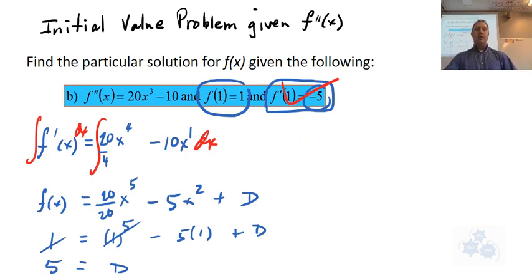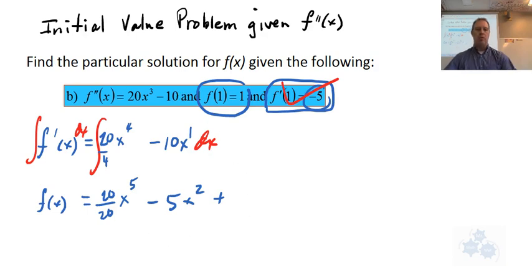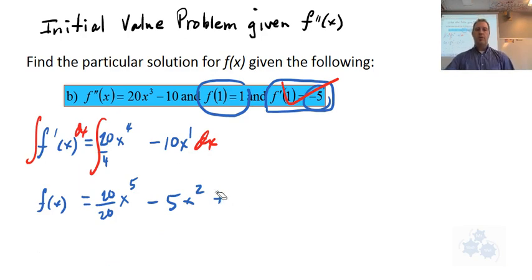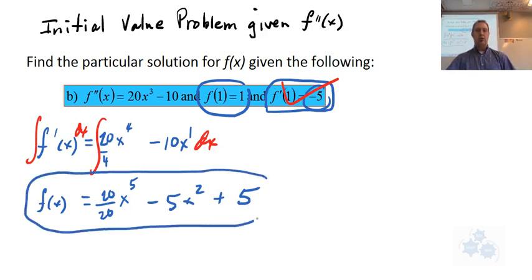And so what that means is the original function, and again I'll erase this stuff here. The original function, oh, what was that, plus or minus? Plus. Okay, so the original function is going to be plus 5 here for the constant. That's what our answer is. That is the particular solution, f of x, given this differential equation here. Initial value problem, second order.